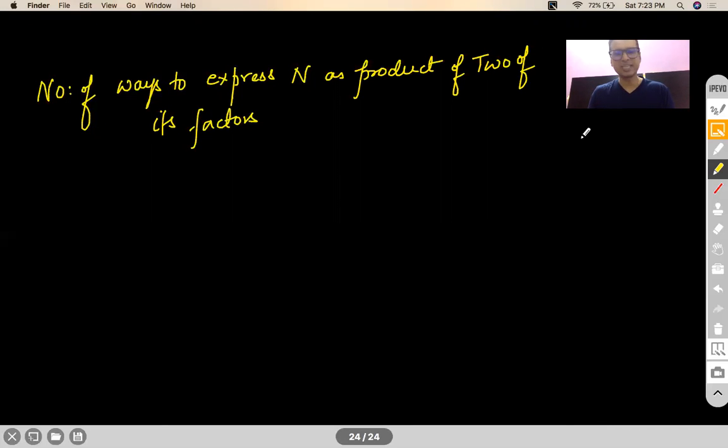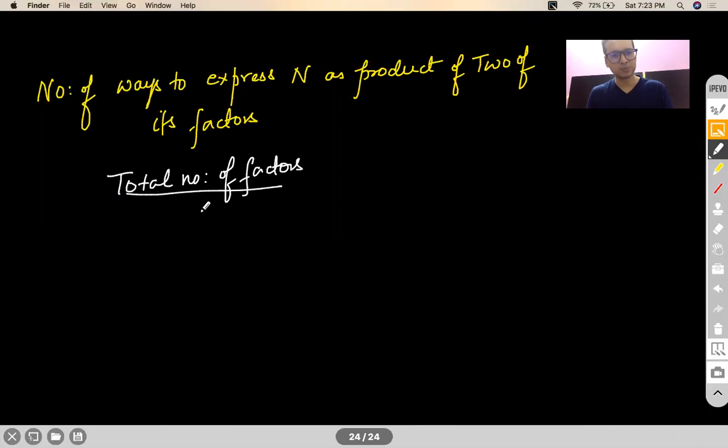Now many people think it is always the total number of factors by 2. Okay, this is what many people think, but this is not always correct. I'll give you an example. Let me take a simple number.